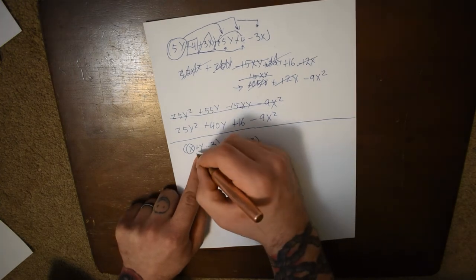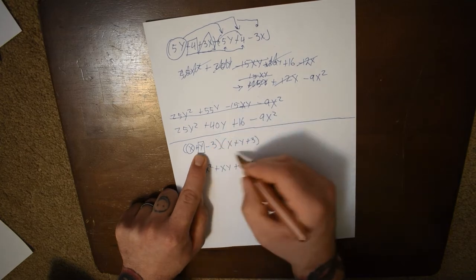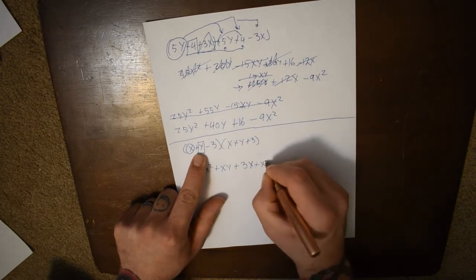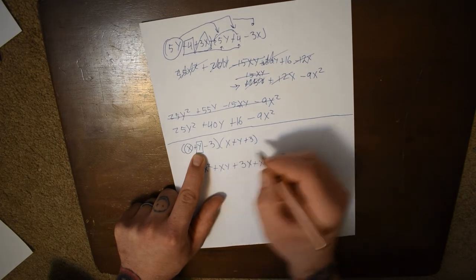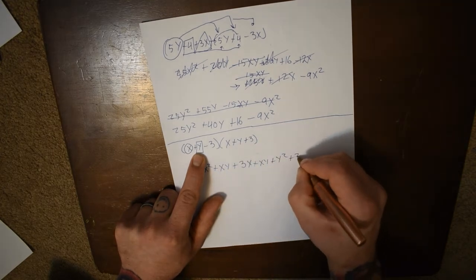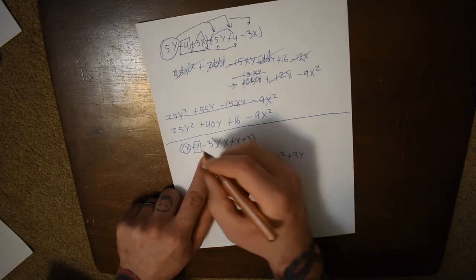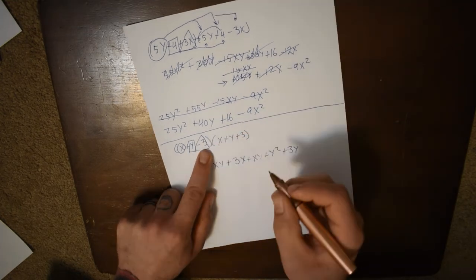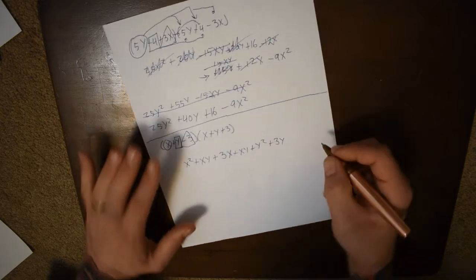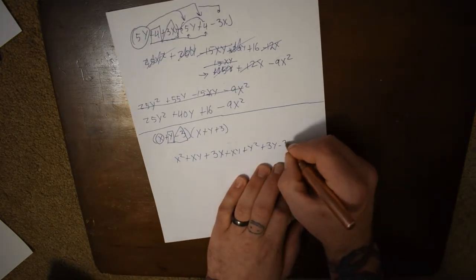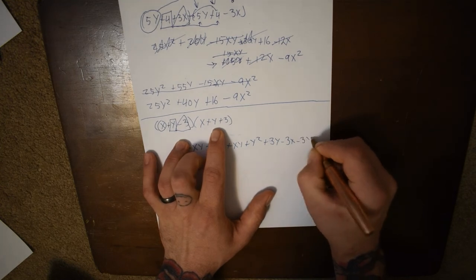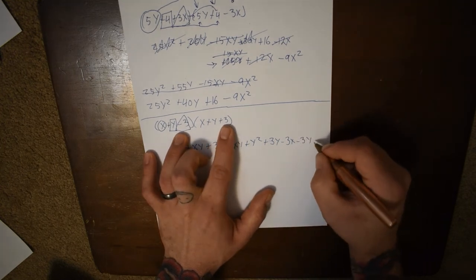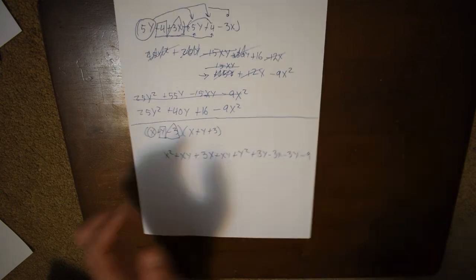We then move on. Y times x gives us a plus xy. Y times y gives us a plus y squared. Y times 3 gives us a plus 3y. Then we move on. Negative 3 times x gives us negative 3x. Negative 3 times y is a negative 3y. And negative 3 times positive 3 is a negative 9.